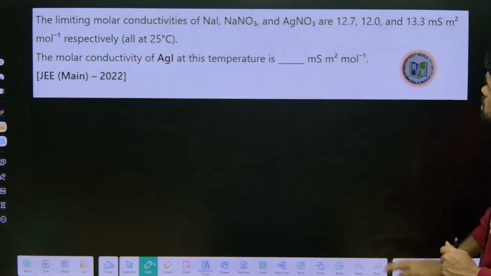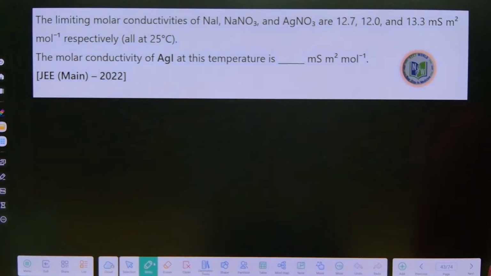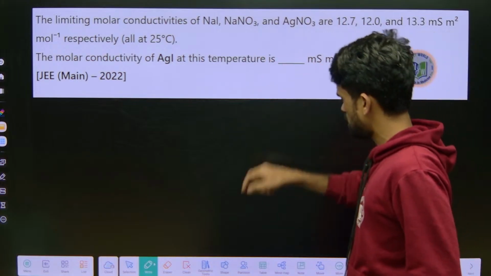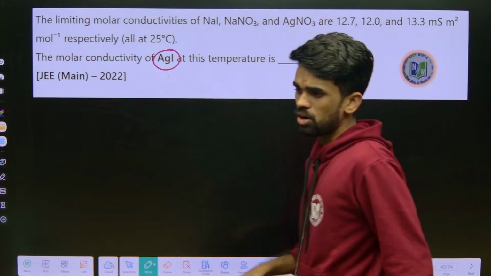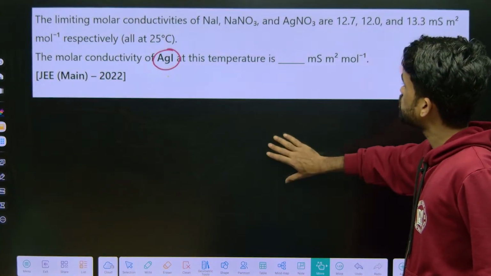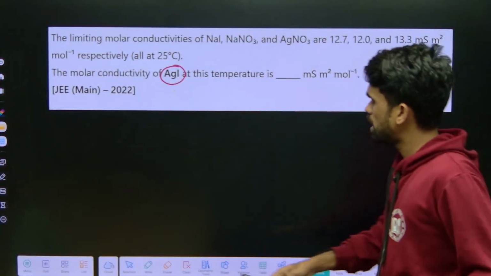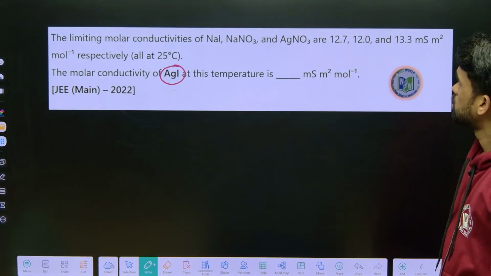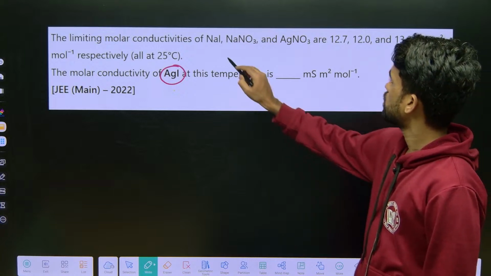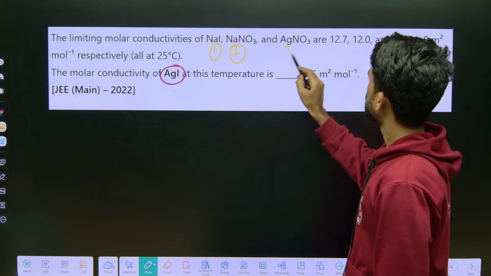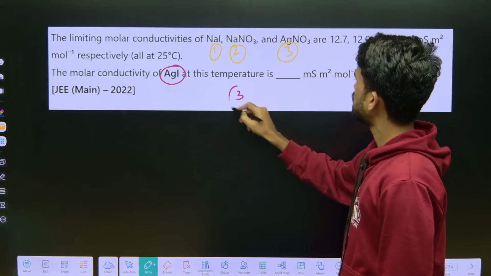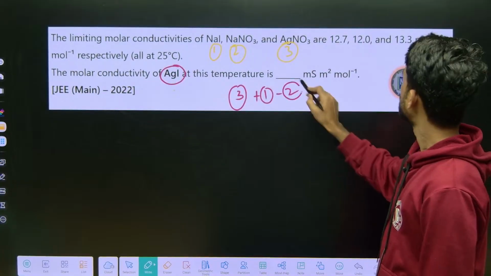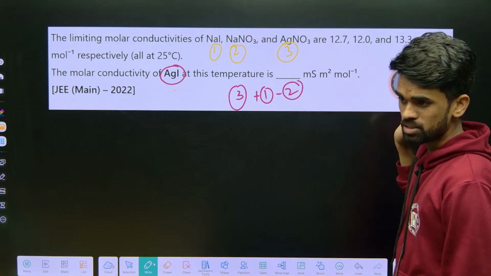Will you do this the same way? Limiting molar conductivities of these ions are given and they are just asking for AgI. How do you do it? AgI means take them as 1, 2, 3, add the required ones, remove unnecessary things. So AgI means 1, 2, 3. So 3 plus 1 minus 2. 3 plus 1 is 26, 26 minus 2. That's it. You can get the answer, right? Next.